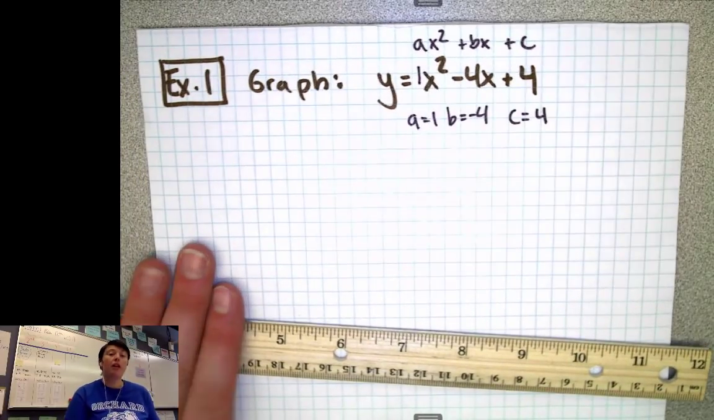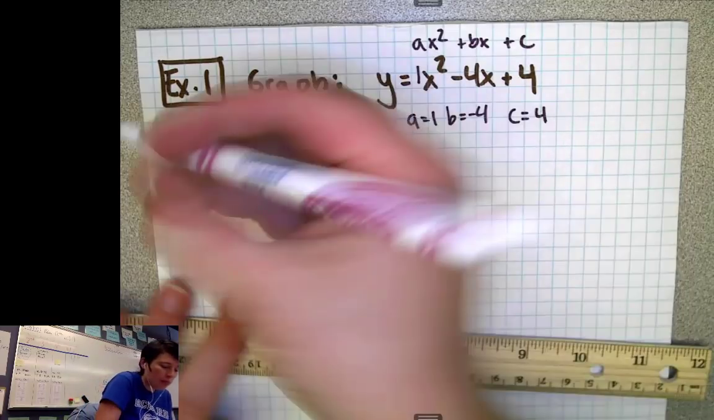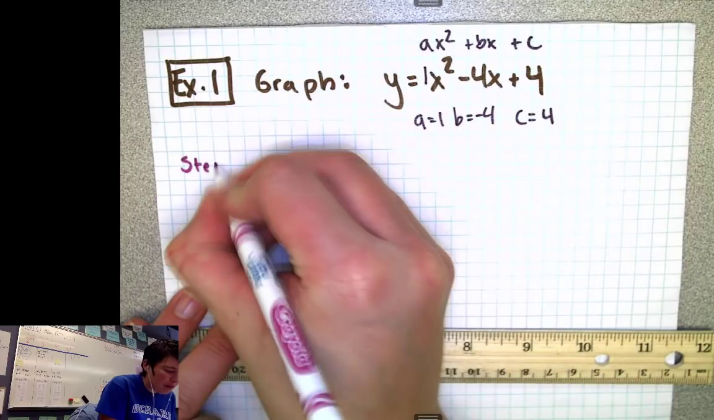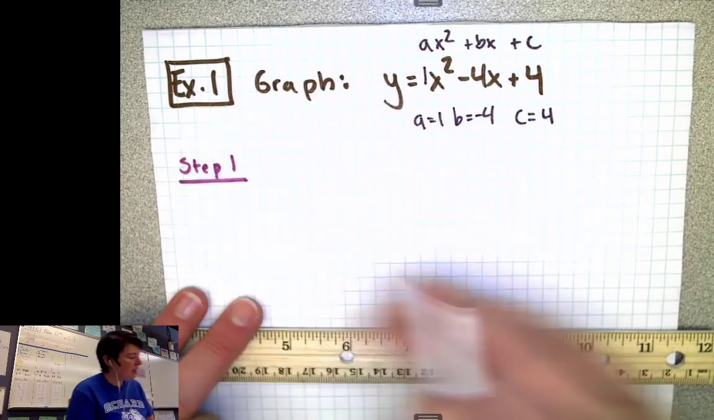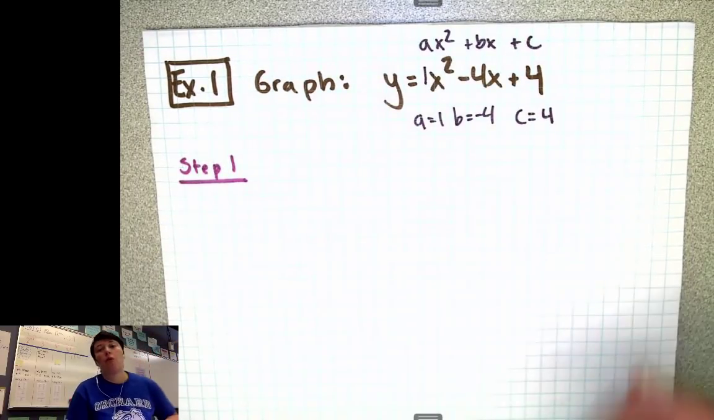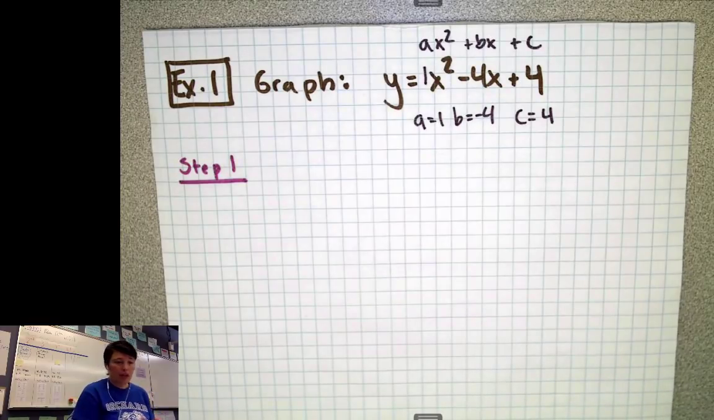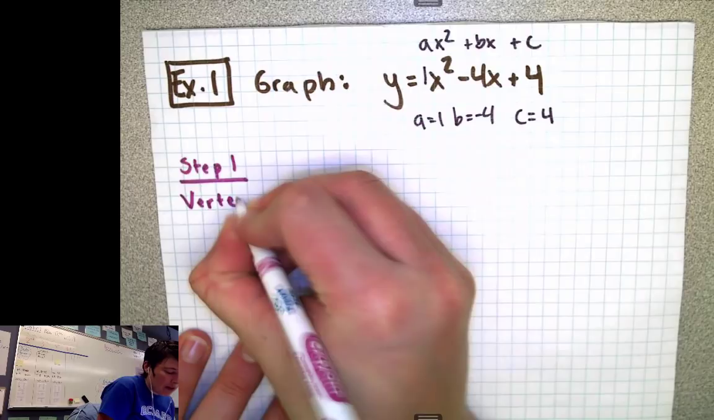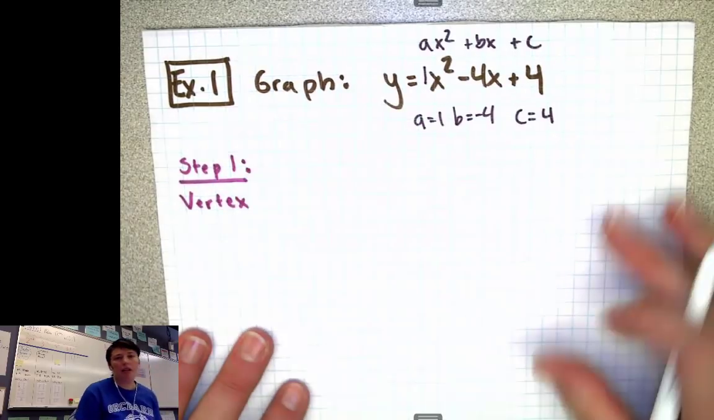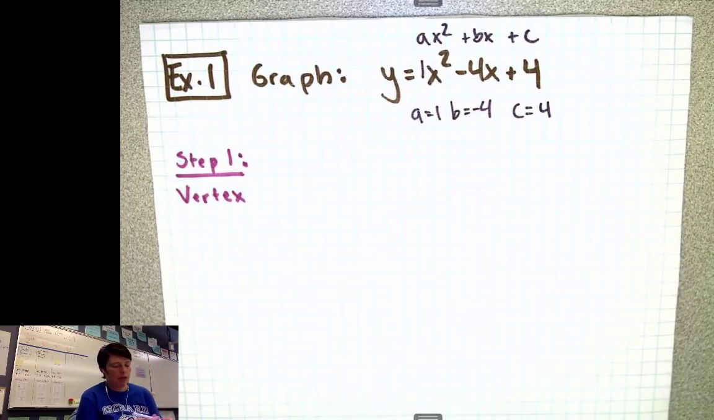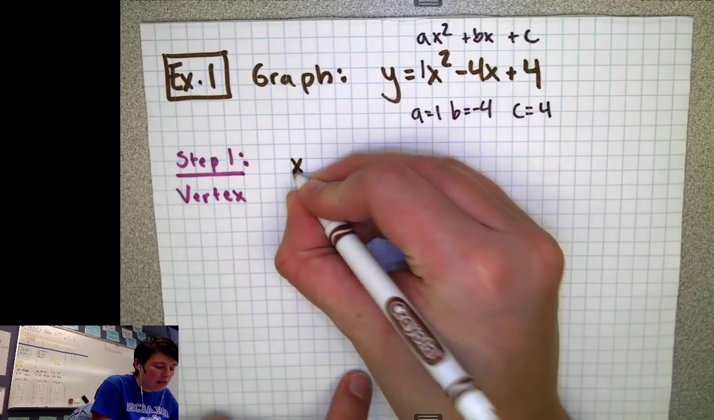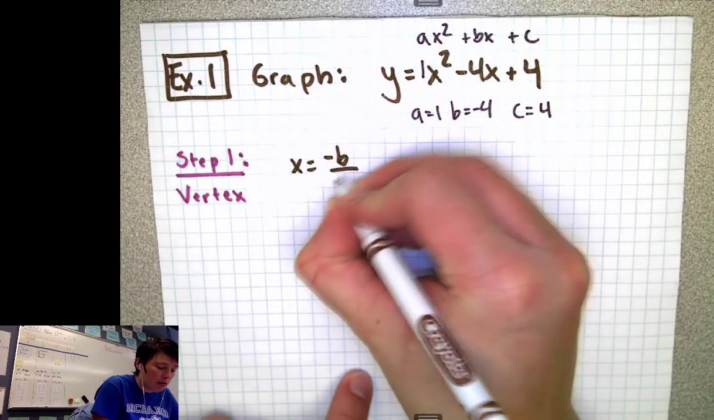We are going to graph in a couple of steps, and here is step 1. So I'm going to write that right here. Step 1. The first step is it's nice to find where the vertex and line of symmetry are going to go. So I'm going to write vertex. And we have a little bit of a shortcut to doing this. A lot of it's just kind of memorizing. We have a formula that helps us find where the line of symmetry goes. And it looks like this. X equals negative b over 2a.